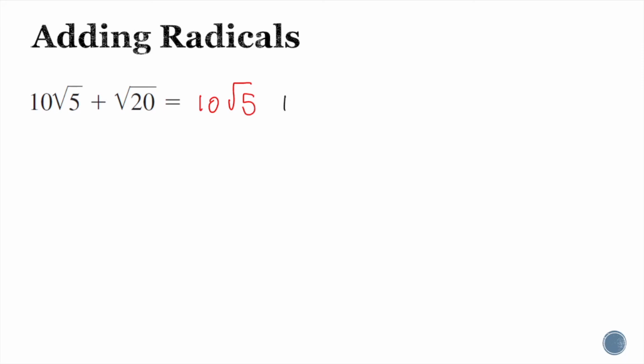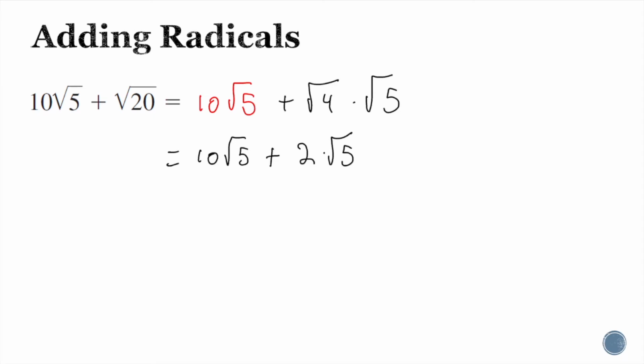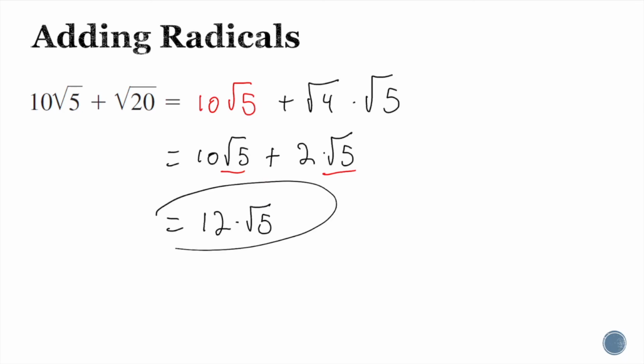However, I can rewrite the square root of 20 as the square root of 4 times the square root of 5. And something should click. Square root of 5, it's on both terms, so that's good. I'm going to bring down the 10 times the square root of 5 because I'm not using it yet. And the square root of 4 is 2 times the square root of 5. And look what happens. We have like radicals now. So I can combine them using the addition operation. 10 plus 2 is 12 times the square root of 5. And that is your final answer.